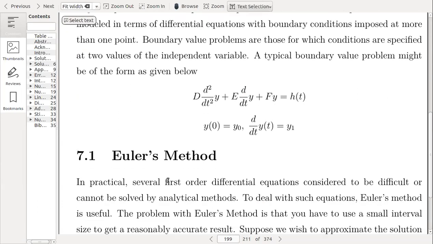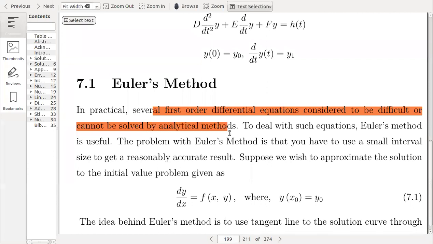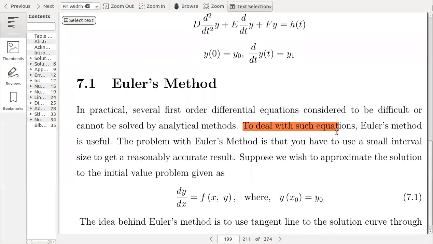Next we can study Euler's method. In practice, several first-order differential equations are considered difficult or cannot be solved by analytical methods. To deal with such equations, Euler's method is useful.